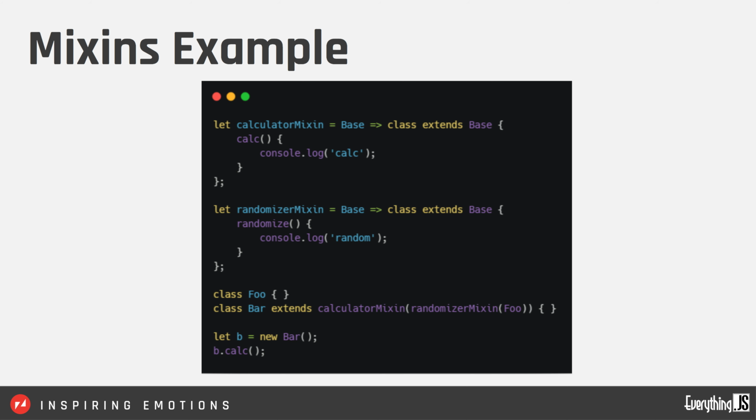So when you call bar.calc, calc is there because we used this. So this is really powerful if you use it properly. This is the way of implementing a mixin with ES6 syntax.